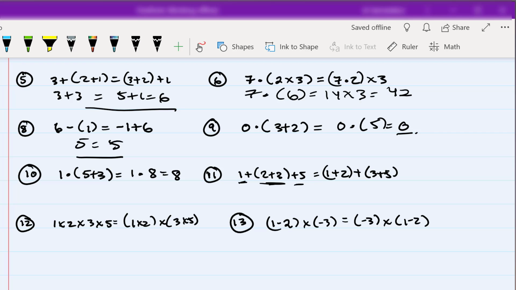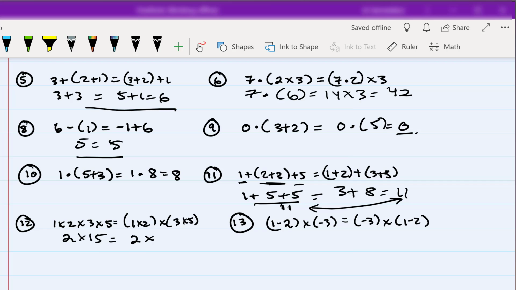So on the left-hand side, we say 1 plus 5 plus 5, which is 11, is equal to 1 plus 2, which is 3, plus 8, which is 11. So both the left-hand side and right-hand side equal 11. Let us look at number 12. 1 times 2 times 3 times 5. 1 times 2 is 2, times 3 times 5 is 15. And on the right-hand side, 1 times 2 is 2, multiplied by 3 times 5 is 15, which is 30.